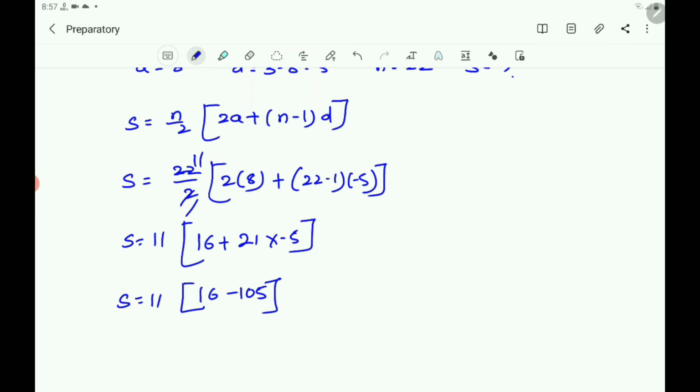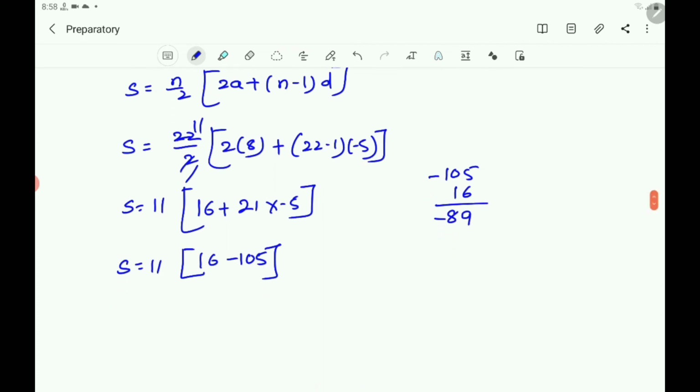Then it is 16 minus 105, which means we have to subtract 16 from 105, that becomes 5 minus 6, that is 9 you will get here, and 9 minus 1 is 8, that is negative 89.